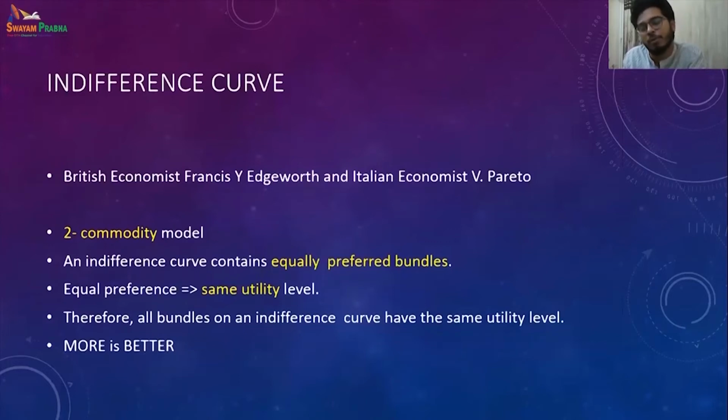The concept of indifference curve was given by a British economist called Francis Y. Edgeworth, and then followed by the Italian economist V. Pareto. So what does it mean? This goes by the word indifference. That means no change, right?